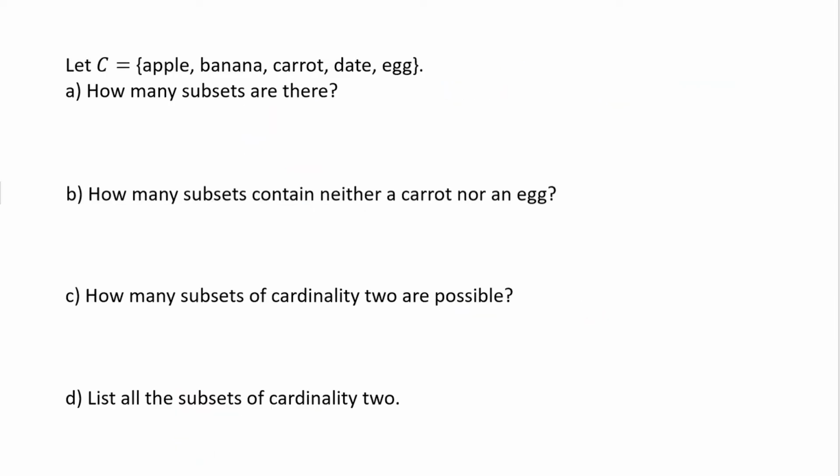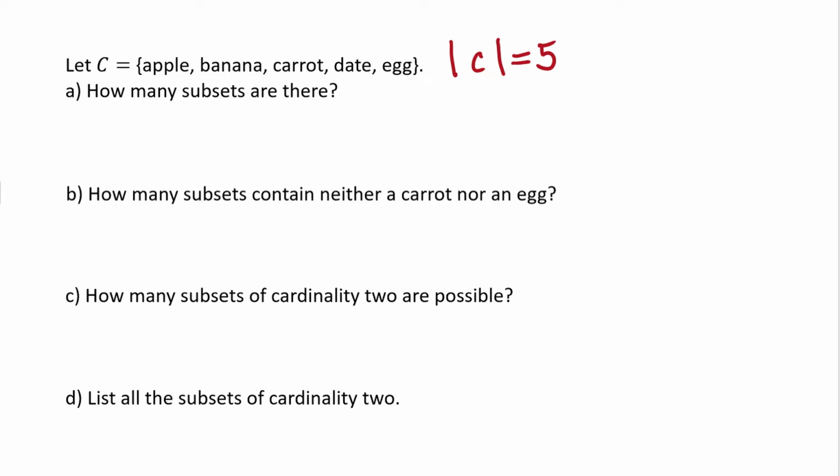Let C be the set containing apple, banana, carrot, date, and egg. Part A. How many subsets are there? Before we proceed, let's make note that the cardinality of this set, that's the number of elements in it, is 5. Now we can use the power set rule.